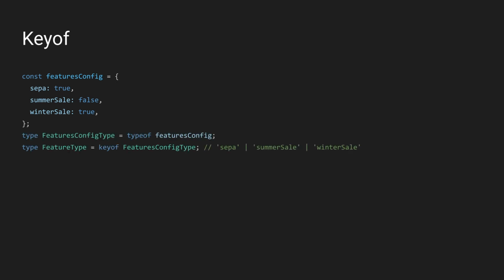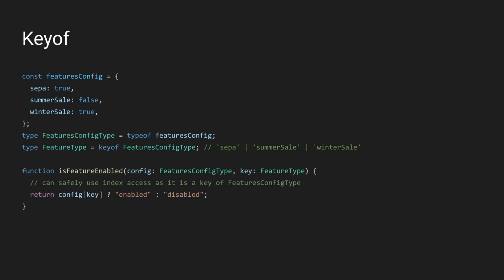At first, we are using typeof to extract the shape of the feature config object. Now, when we have an object type, we can use keyof to extract keys from this type. Caution: this specific keyword is used on types or interfaces, not variables. Here, our keys will be a union of SEPA, summer sale, and winter sale strings. Now we can use our newly created types to prepare a function that will safely access our features configuration.